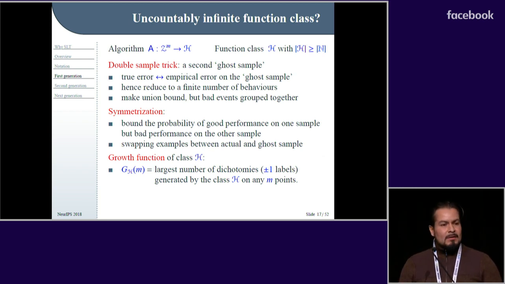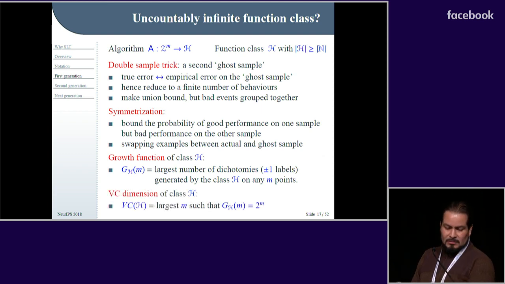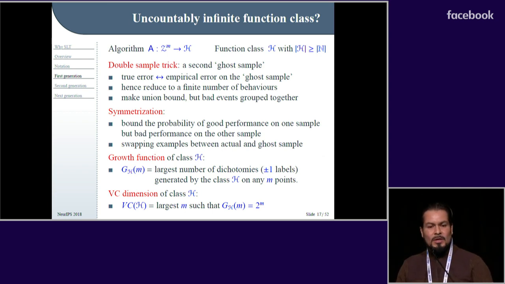for a fixed number of examples, if I have sample size m, and I'm going to use this hypothesis class, how many different labelings can I produce? Remember that we're looking at the binary classification case. So how many different plus or minus one labelings can I do with this hypothesis class? And the VC dimension is defined as the largest sample size for which you can have all possible labelings on those points.